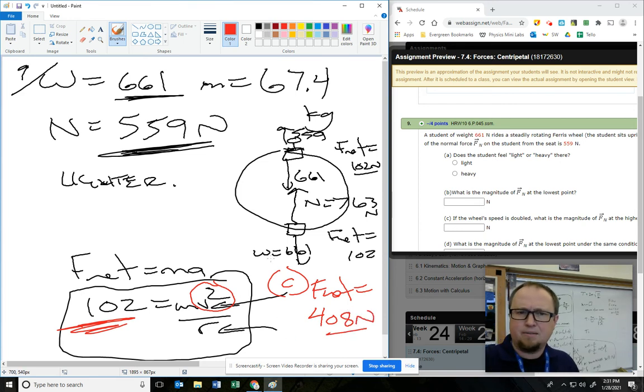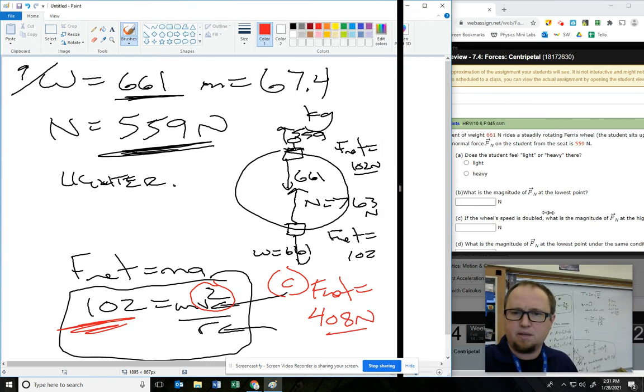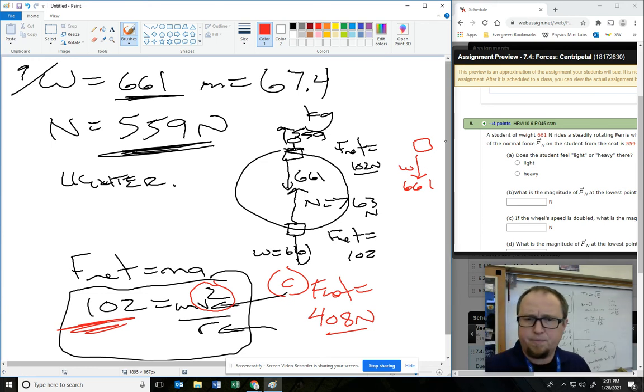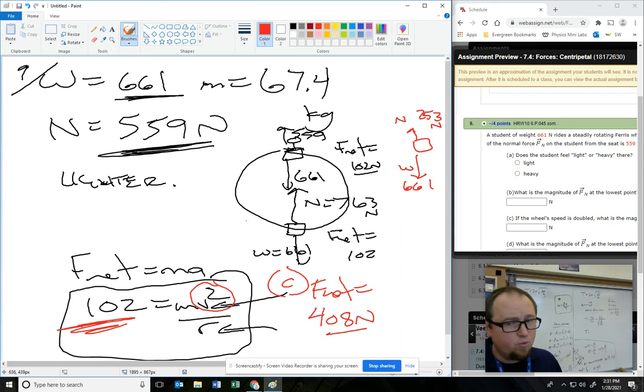Wow, that's a lot. Okay, we're going to make some space next to this guy. So now when you're at the top, your weight force is still 661. It hasn't changed, guys. But now your F net's 408. So that means your normal force will be smaller. So it's going to be 253. So now all of a sudden you feel a lot lighter. Way to think about this: as the thing spins faster, you're going to be even lighter at the top.